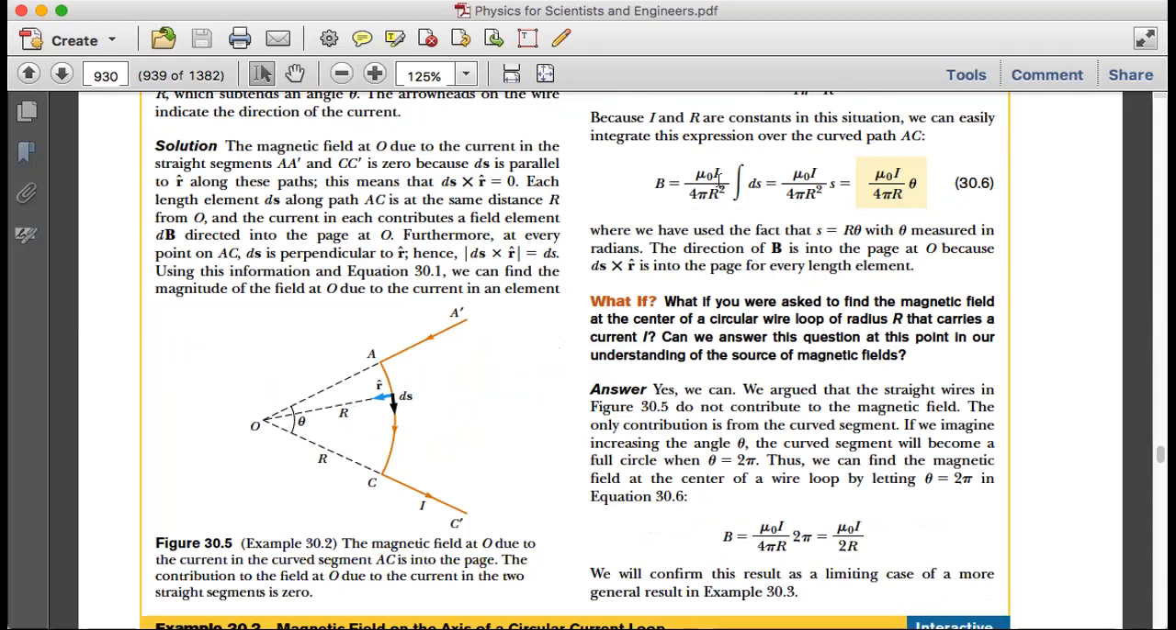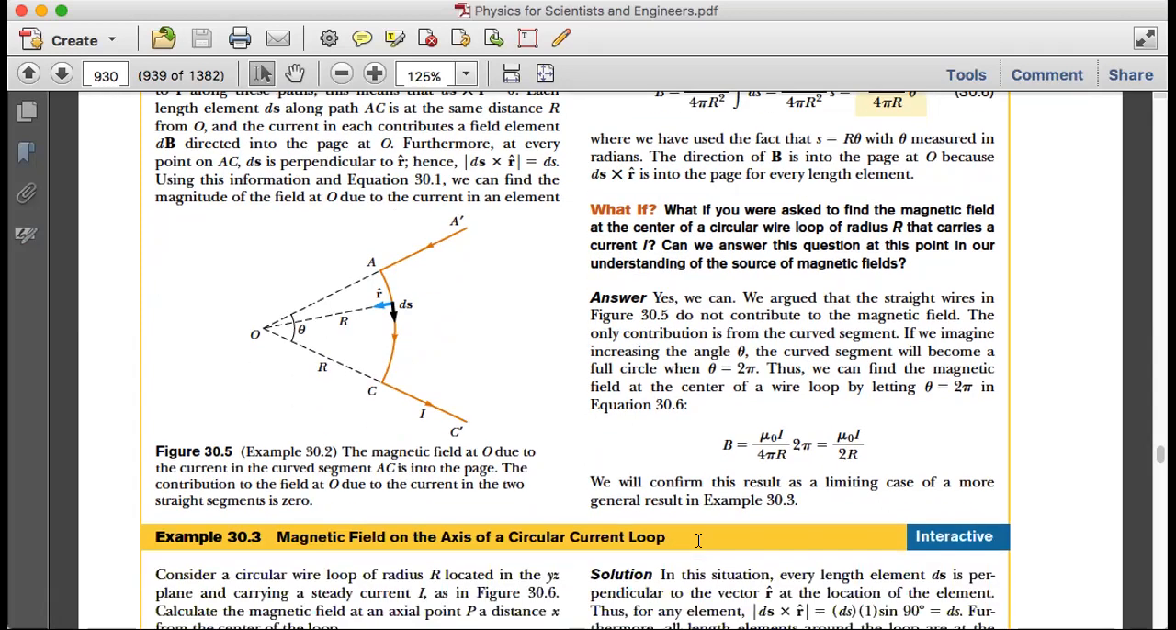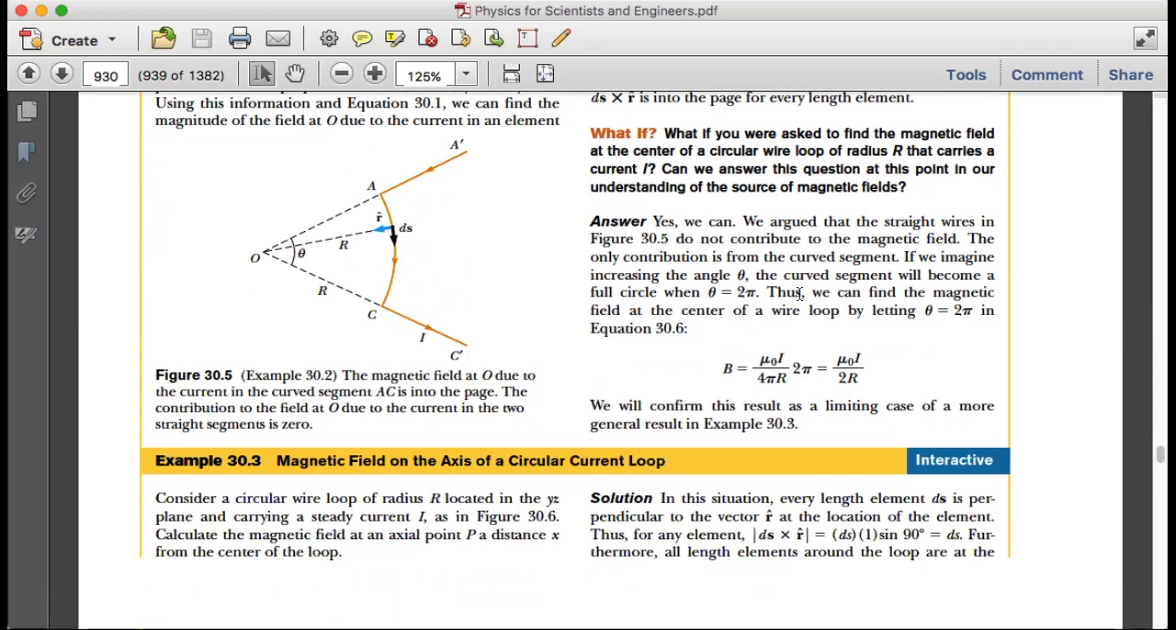If this curved wire takes theta equal to 2 pi, it means that this curved wire becomes a circle, a full circular wire. The magnitude at the center of the circle is this one.